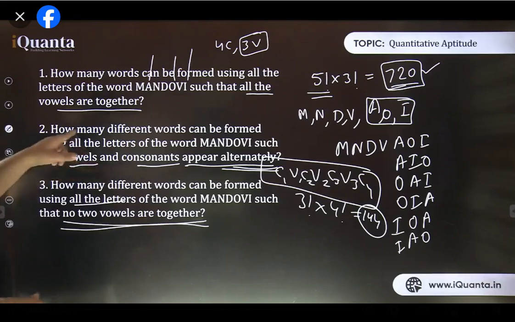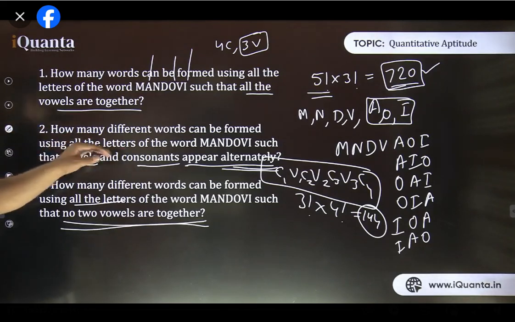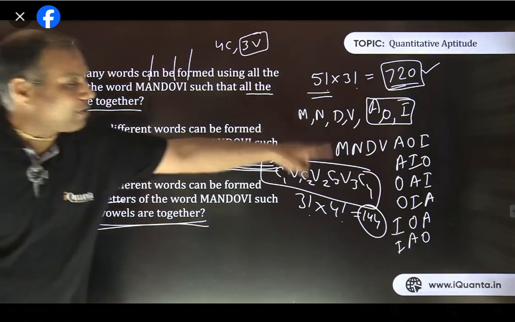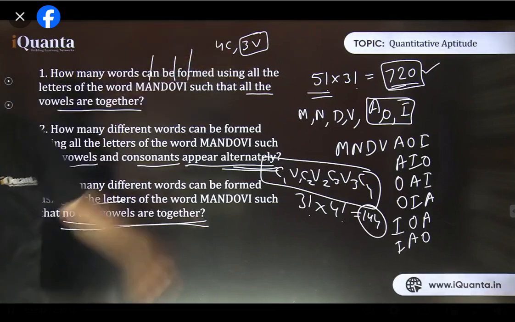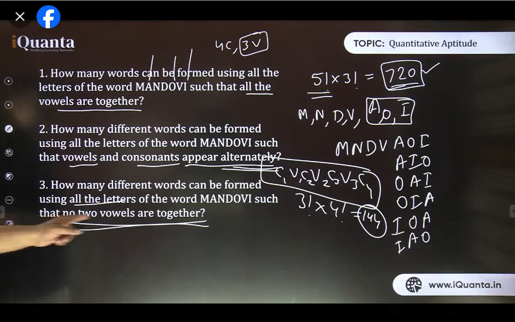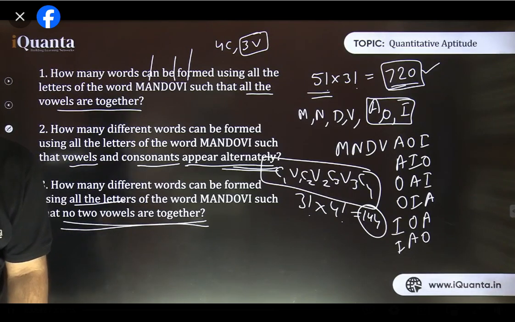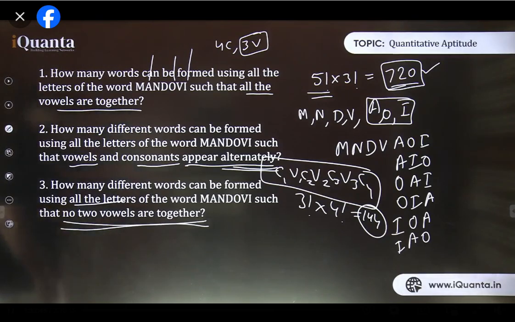It cannot be exactly alternate in that previous question. So for the vowels and consonants to be alternate, this is the only arrangement possible. The word should start with a consonant and end with a consonant. Why? Because there are 4 consonants and 3 vowels. Now in this last question, it says no 2 vowels are together. How to do this? No 2 vowels are together. Most of you are saying 144, but how? How to solve this one? Let me think.